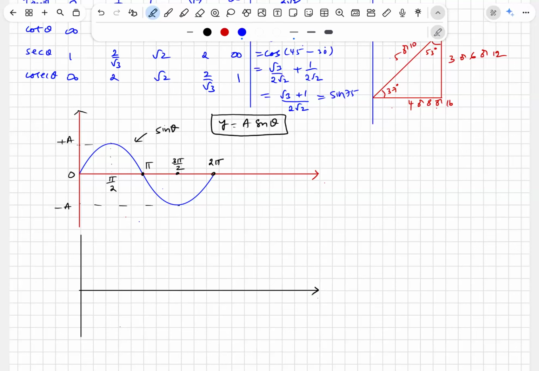Similarly, cos. This is the cos graph. Cos graph: 0, pi by 2, pi, 3 pi by 2, 2 pi. Right. That's all. Okay.